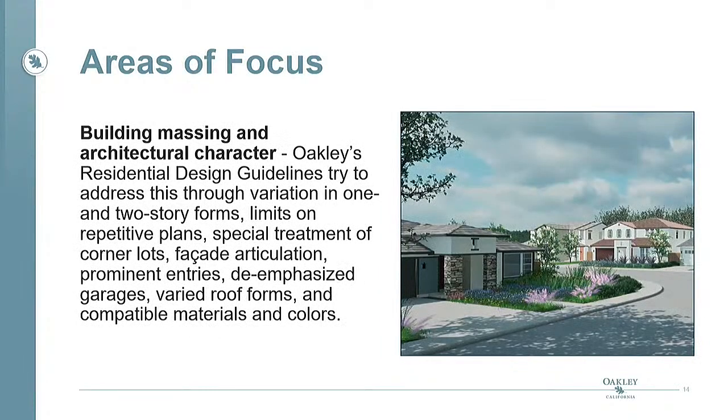Building massing and architectural character. The design guidelines in this area try to address this through variation in one and two-story forms, limits on repetitive plans, special treatment of corner lots, facade articulation, prominent entries, de-emphasized garages, varied roof forms, and compatible materials and colors.